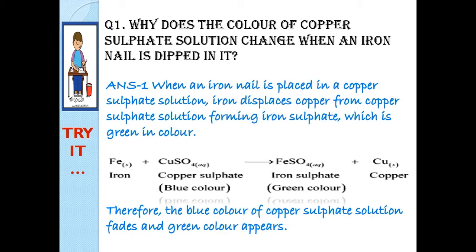Now tell your answer. When an iron nail is placed in a copper sulfate solution, iron displaces copper from the copper sulfate solution, forming iron sulfate, which is green in color. Therefore, the blue color of copper sulfate solution fades and green color appears. The equation for the same is being given.